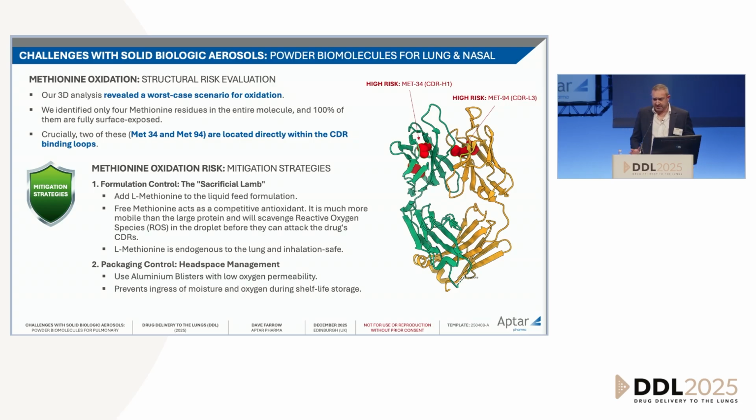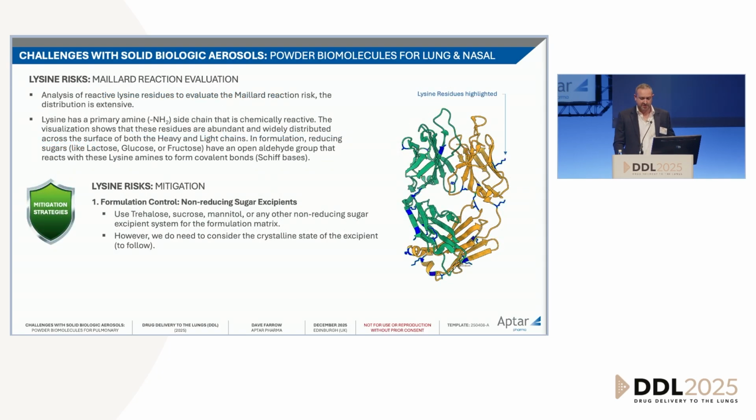And the other thing is we then start to think about the potential device and the packaging. We need to make sure that we're using aluminium blisters with low oxygen permeability, or the pucks that we use in the orbital device, all of which kind of prevent the moisture ingress and the oxygen ingress during stability. So we're thinking about the sort of device that's required for this particular modality too.